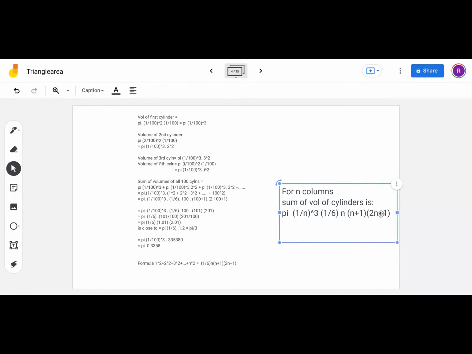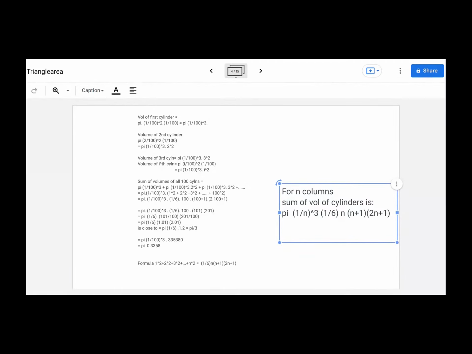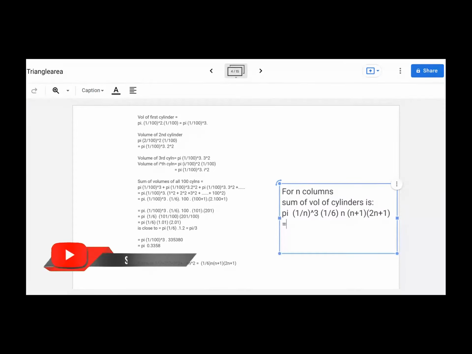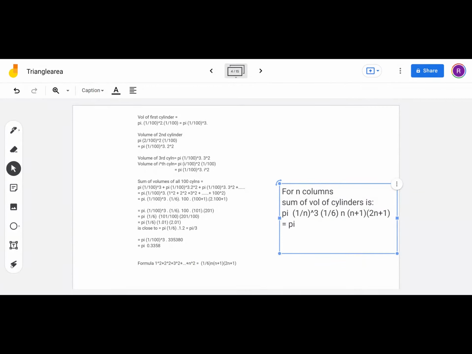Okay. Again, let's try to do the cancelling. So what will happen because of the cancelling? We have 3 n's in the denominator, and we have an n here, an n plus 1 here, and 2n plus 1 here. Now tell me what will happen here after cancelling. n will cancel with n. What will happen to n plus 1 by n?